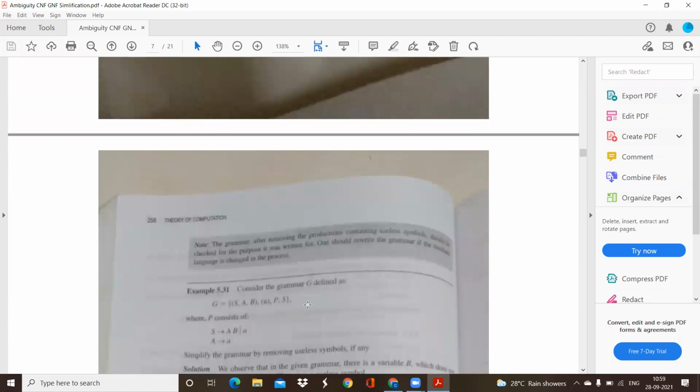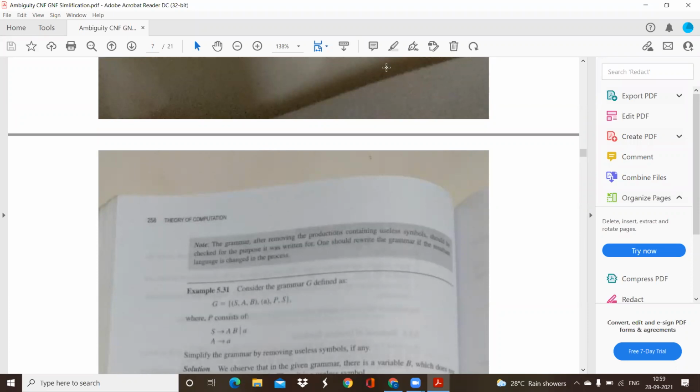Now here, this is another example. Please take a note of this problem. Consider the grammar G. Please write it down. Consider the grammar G defined as G equal to S, A, B. These are all non-terminals, S, A, B. Then a is your terminal. P is the set of production rules, and S is the start symbol. And P denotes S derives AB or a, and A derives a.